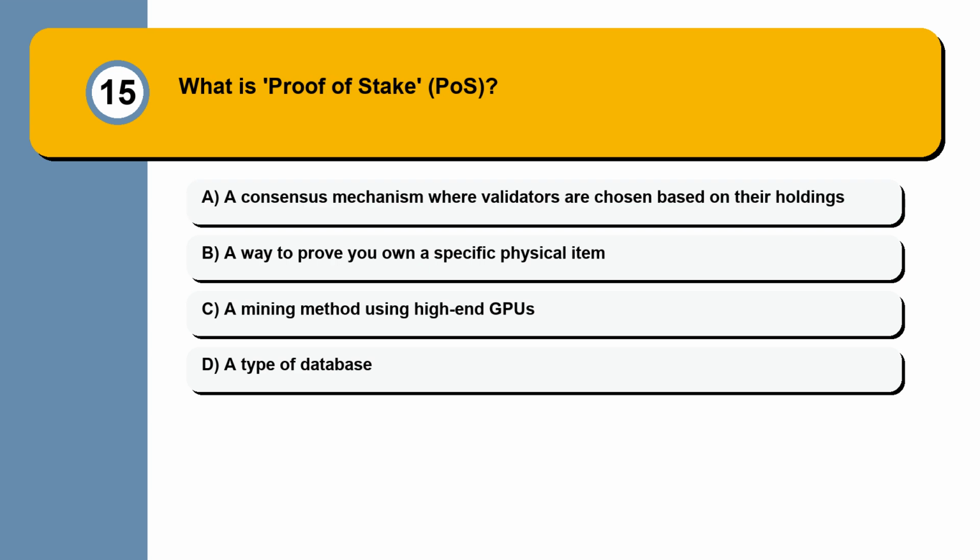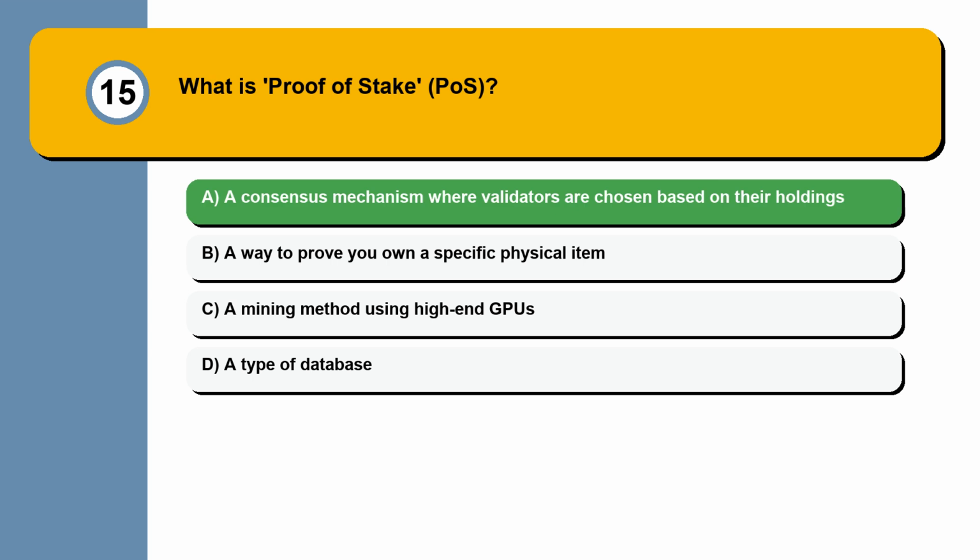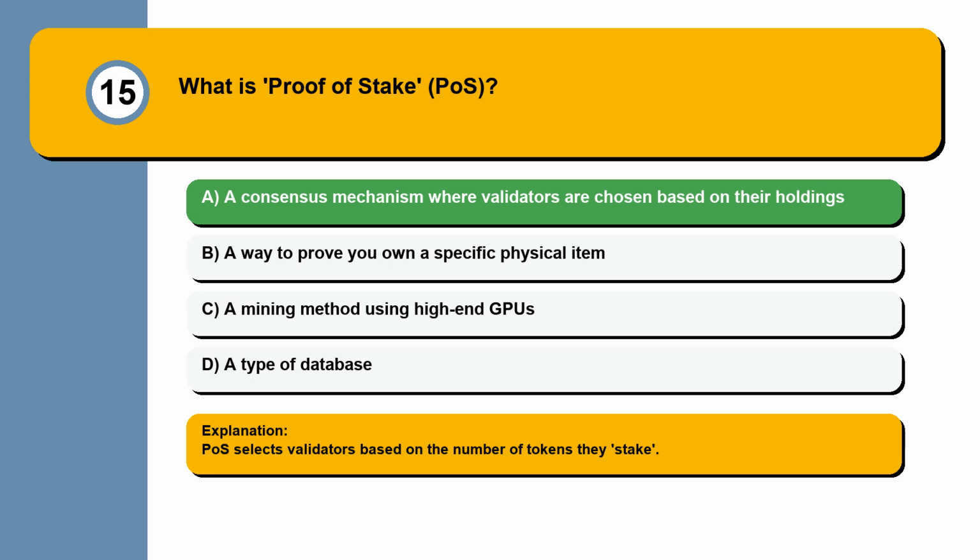Question 15. What is proof of stake (POS)? A consensus mechanism where validators are chosen based on their holdings. A way to prove you own a specific physical item. A mining method using high-end GPUs. A type of database. POS selects validators based on the number of tokens they stake.